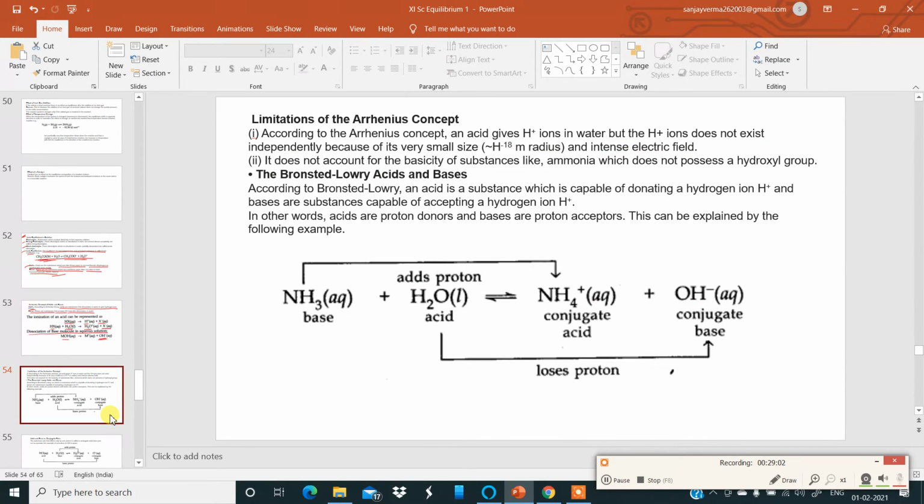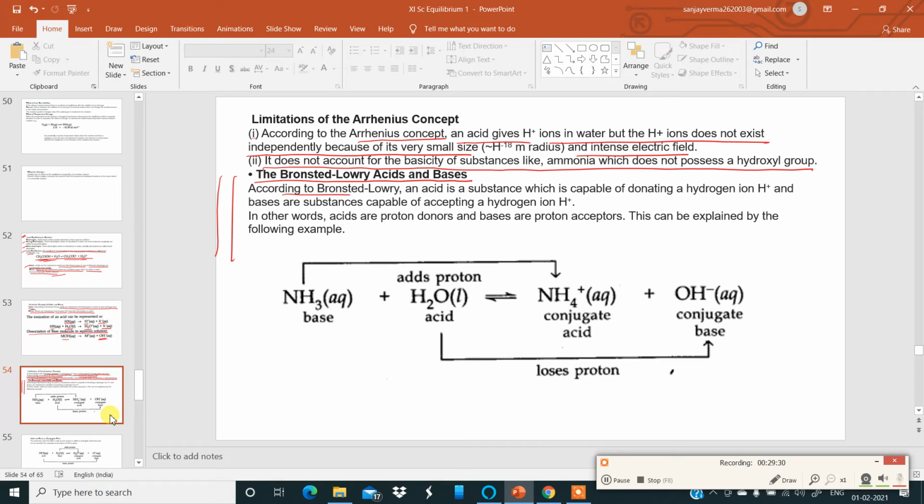Now this Arrhenius concept has a limitation. According to the Arrhenius concept, an acid gives H plus ions in water, but the H plus ion does not exist independently because of its very small size and intense electric field. It also does not account for the basicity of substances like ammonia, which does not possess a hydroxyl group. That's why we have a new theory which is known as the Bronsted-Lowry acids and bases theory.